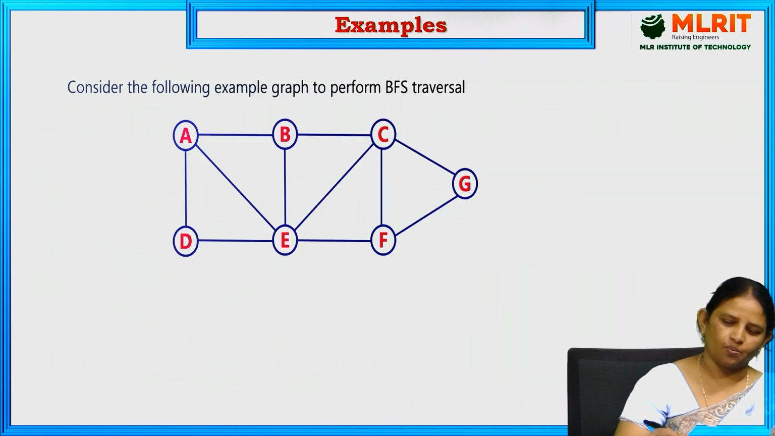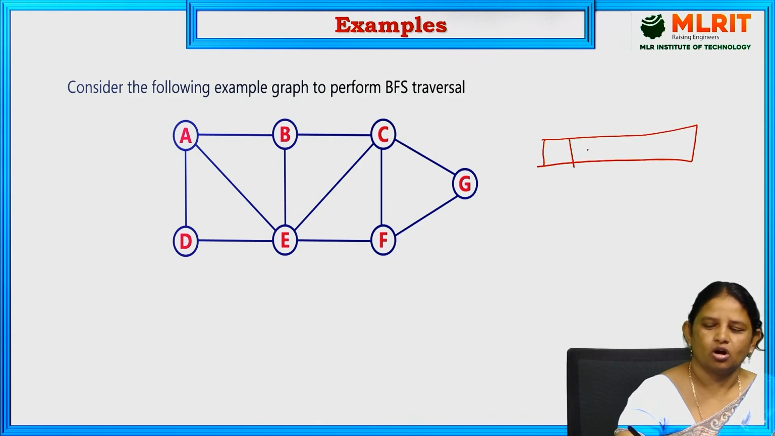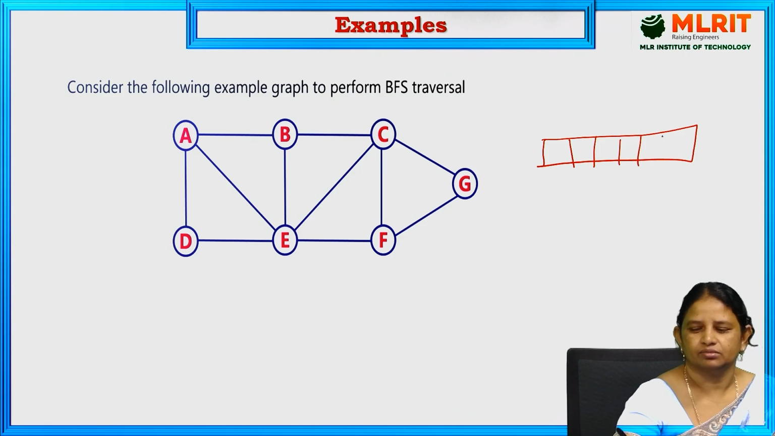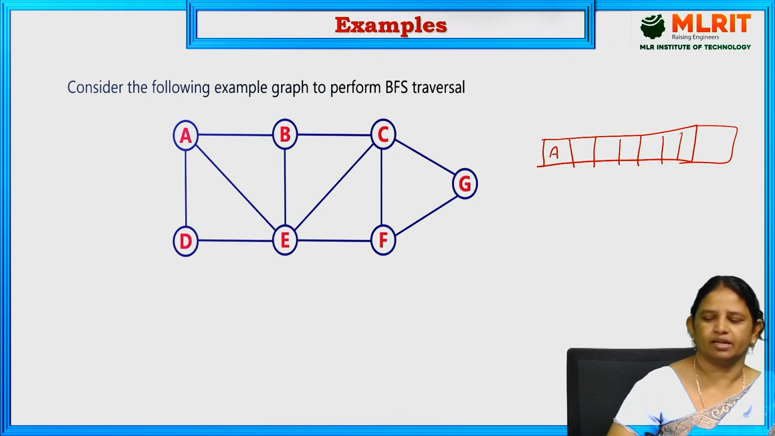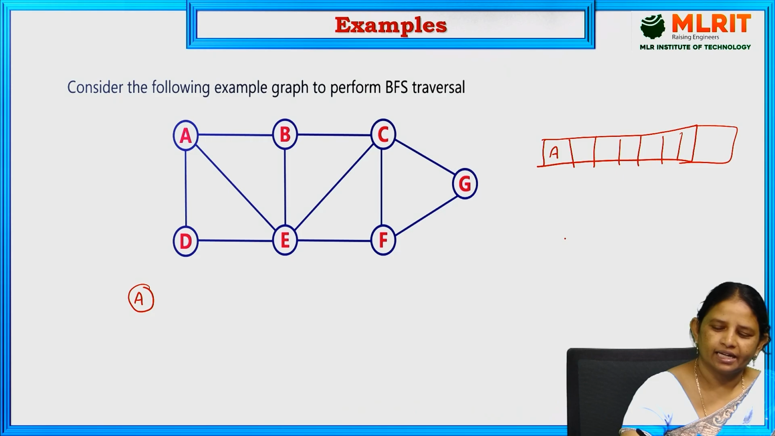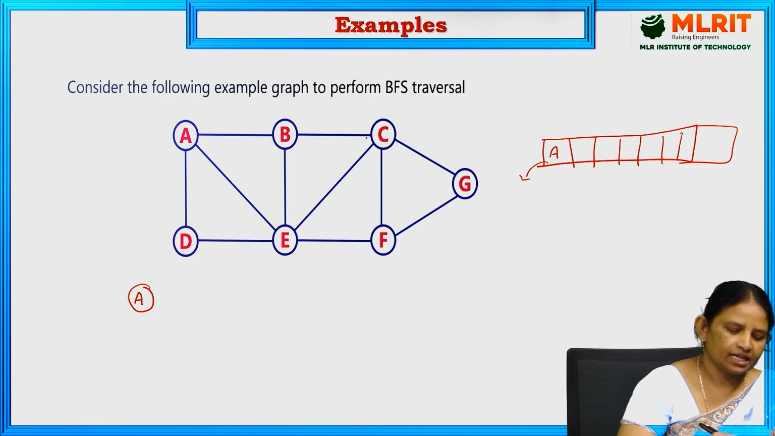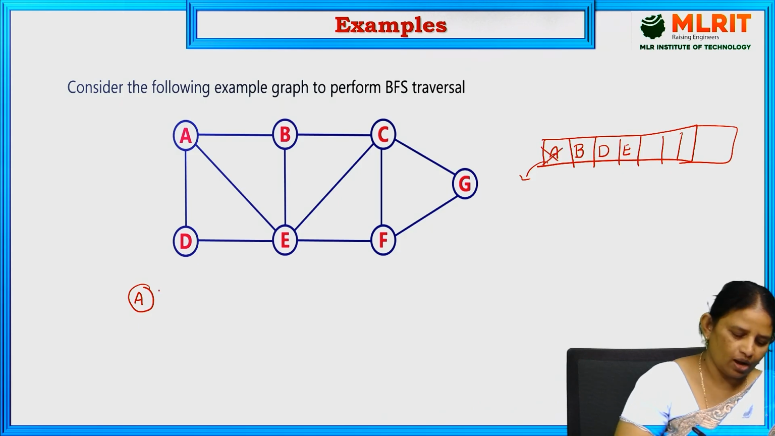Consider the same example. Then we have to take a queue of size 8: 1, 2, 3, 4, 5, 6, 7, 8. Next, A is pushed onto the queue, so we need to draw A. After that, before deleting the element A, we need to insert the adjacent vertices of A. That is, B, D, E. Delete the front element of the queue and add it to the spanning tree.